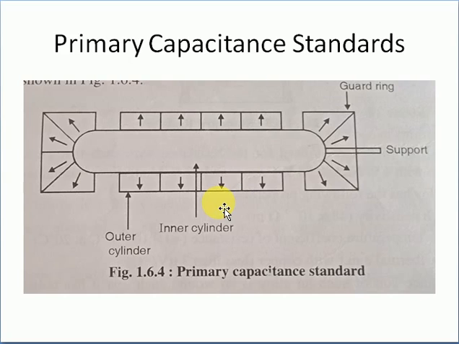The capacitance is calculated by assuming no fringing effect. What is the fringing effect? I hope you are all familiar with it. The guard rings are used for this purpose, which are maintained at the same potential as the outer cylinder, but they are not connected to it.